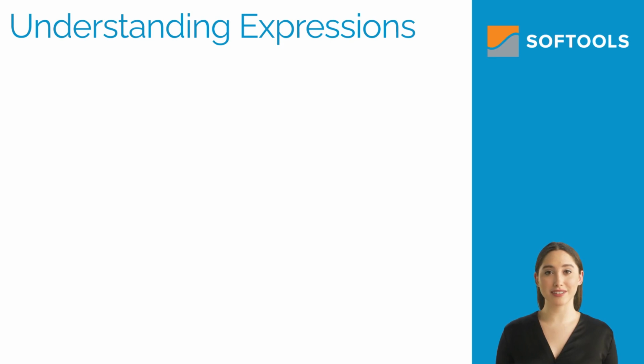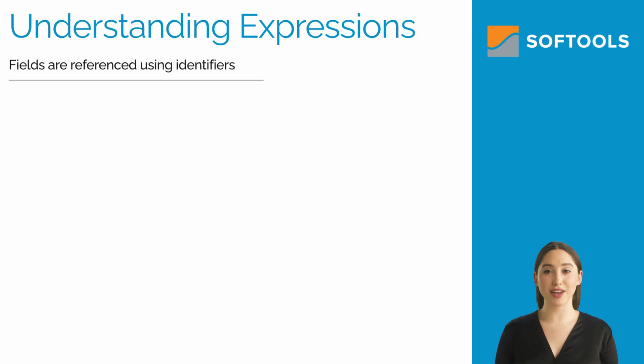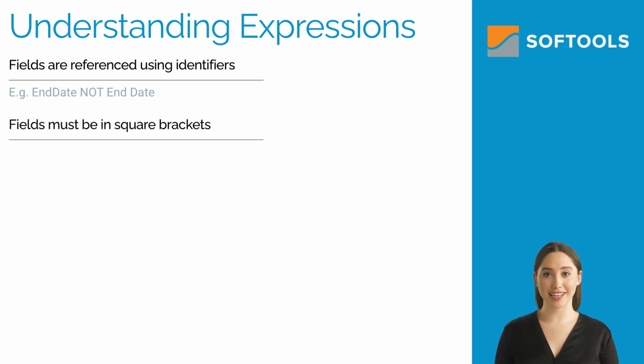If you have ever used Excel expressions, Softools' expressions are very similar. Here are some of the basic rules of expressions in Softools. When referencing a field, identifiers are used, not labels. For example, the end date field would be the identifier of no spaces like shown. Any field must be enclosed in square brackets. For example, the title field would look like this.